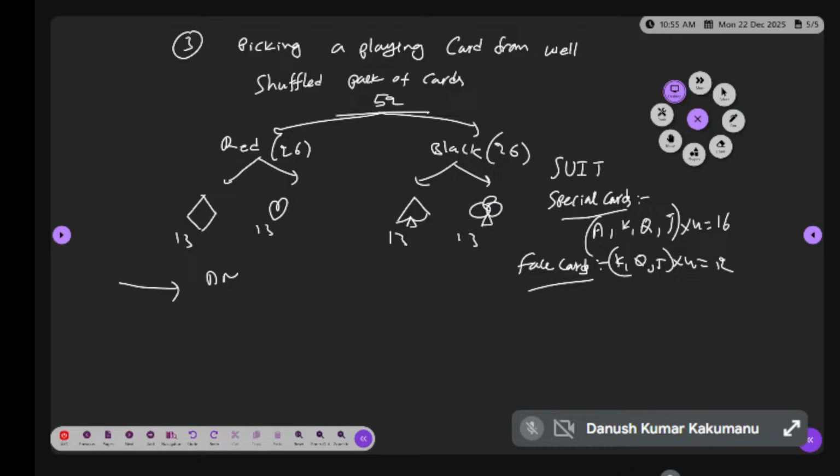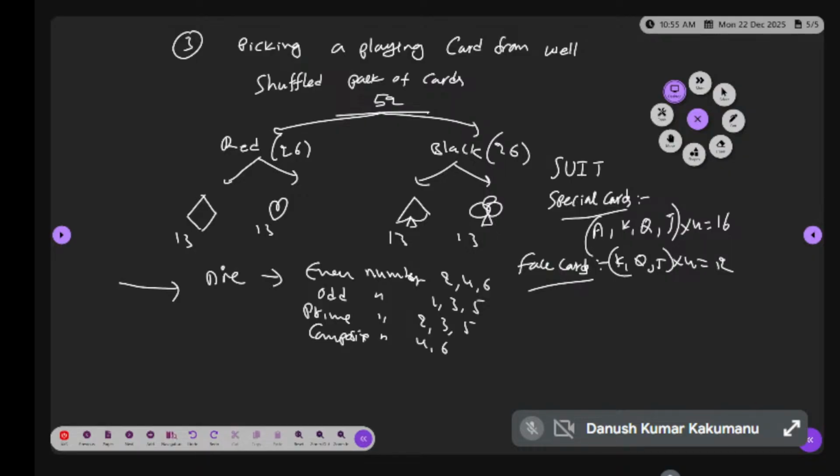What are the even numbers on a die? Even numbers are 2, 4, 6. Odd numbers are 1, 3, 5. Prime numbers are 2, 3, 5. Composite numbers are 4 and 6.